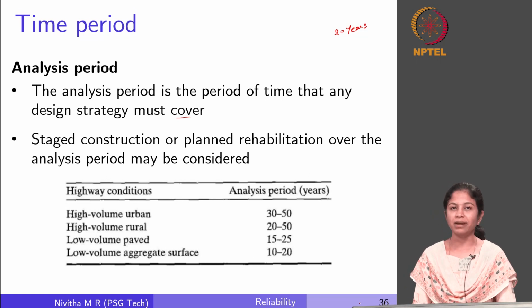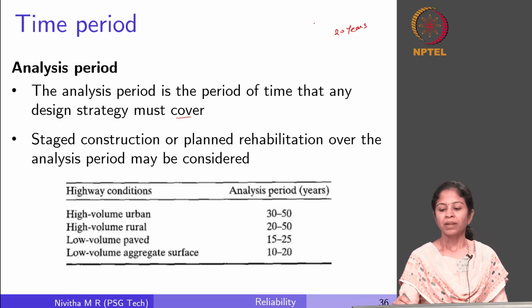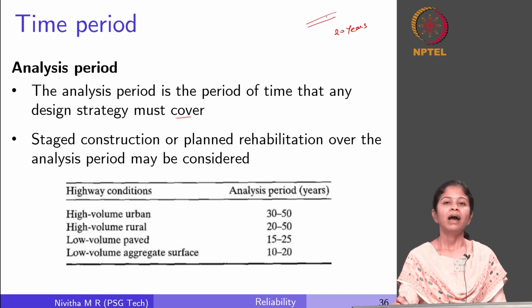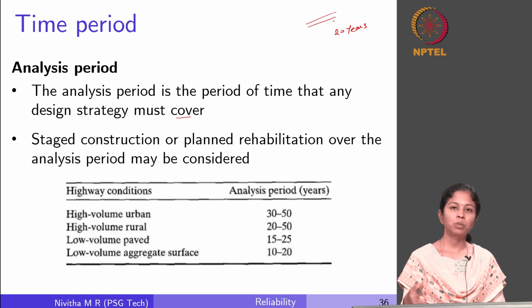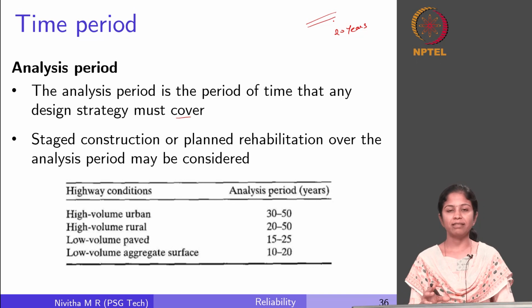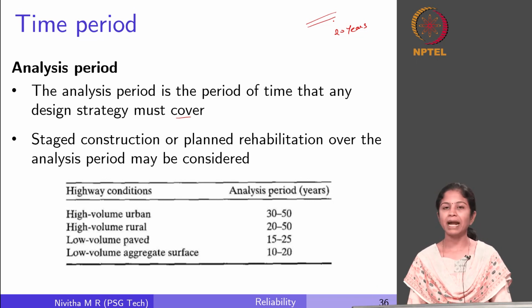In this analysis period, I can do a stage construction. Maybe I can lay 75% of the thickness initially, because the traffic projected will be for the design period, right. So, initially we will not be experiencing that many traffic repetitions. So, I can keep a lower layer thickness, and as and when the number of repetitions increases, as and when the traffic increases, maybe I can add one more layer and increase the thickness. So that we call a staged construction. So it could be a staged construction or it could be a planned rehabilitation.